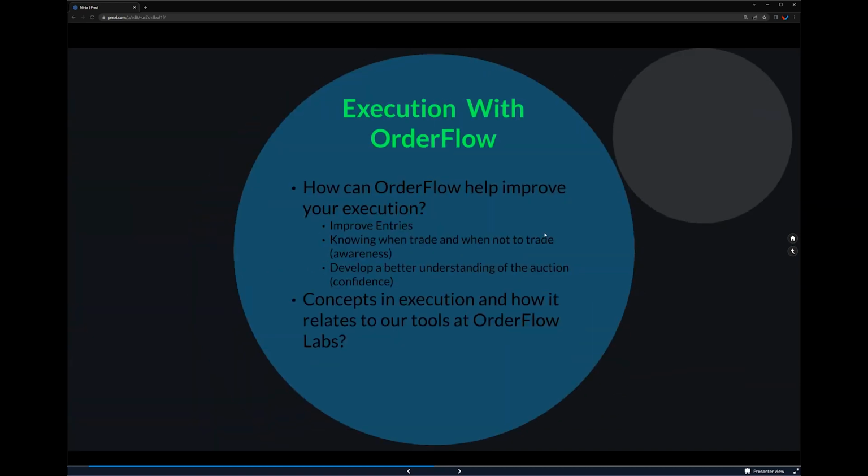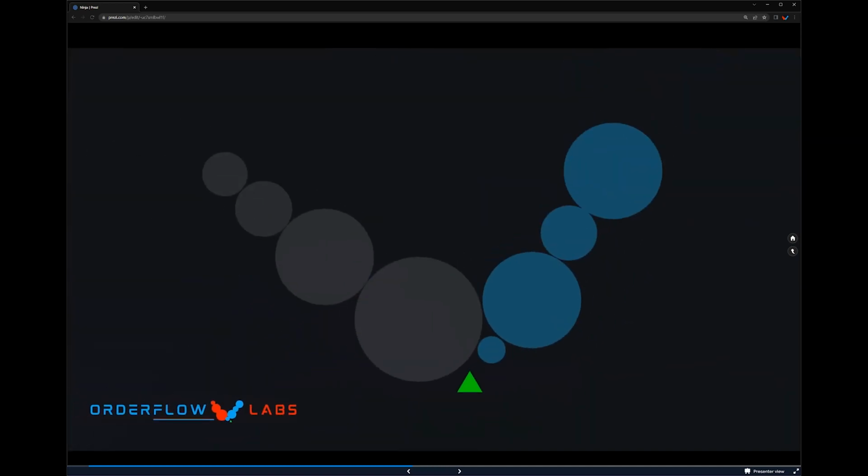So I'm going to pause there and we'll dive into the chart. And we'll go over a few of the execution elements here.